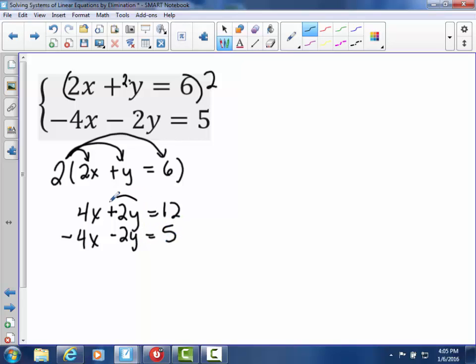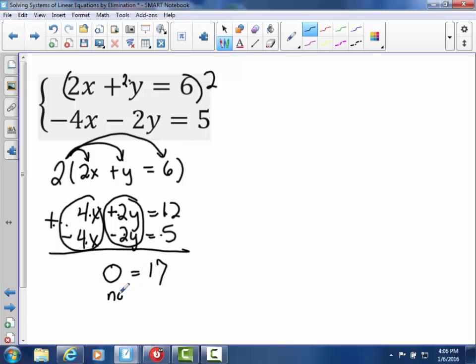All right, since I want these to eliminate each other, I'm actually going to be adding here because 2 plus -2 is 0. Okay, so now I do the others. 4 plus -4, oh, that's also 0. So this side is just 0, and then 12 plus 5 is 17. 0 does not equal 17, so that is not true, which, as you may recall from our previous lessons, means there's no solution.